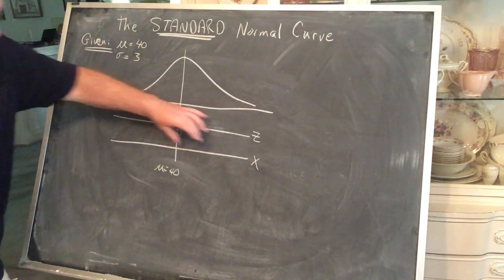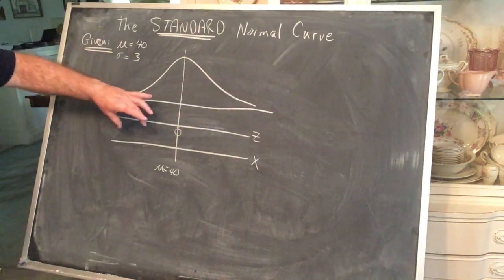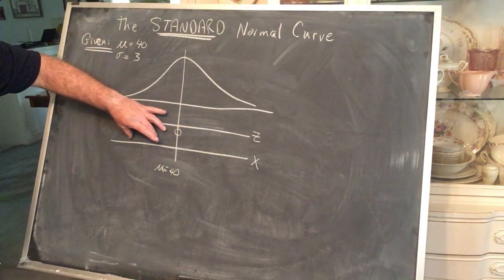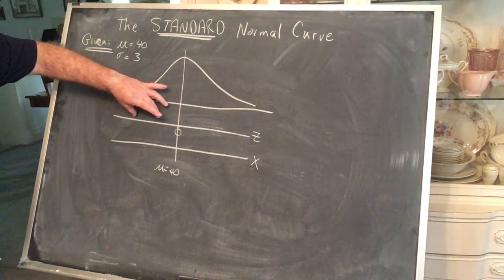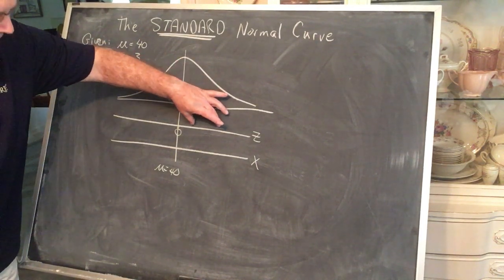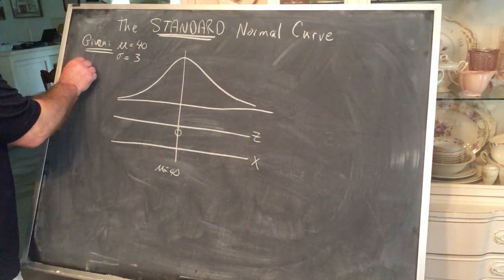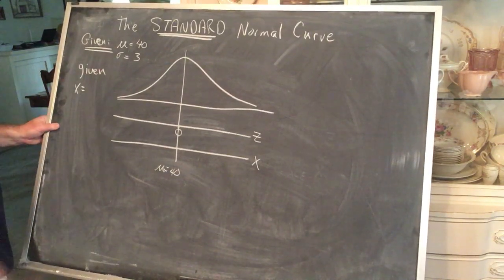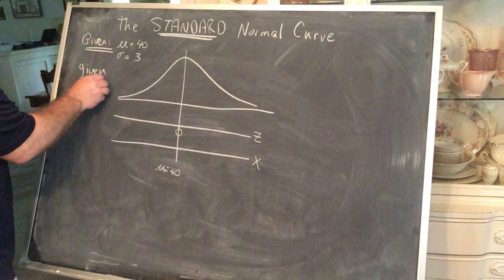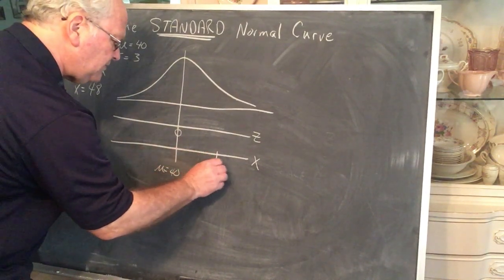So this is 40, there are values over here going to be in the 40s and the 50s. Values over here will be in the 30s and the 20s. But values on the z scale to the left of 0, these must be negative. Values on the z scale to the right of 0 must be positive. And let's suppose we have a data value. Suppose we're given x equal to, let's say, 48. So 48 is, let's say, over here.